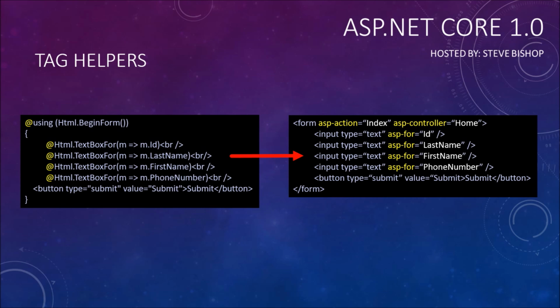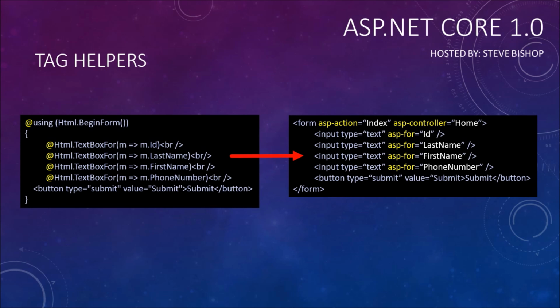So for example, the form tag will now indicate that the submission of this form should go to the Home Index action. The asp-for tag helpers will actually look at the model and find the properties called ID, last name, first name, and phone number, and put the values from those models inside of these input text boxes. They'll also give the appropriate names for the input text boxes like ID, last name, first name, and phone number.